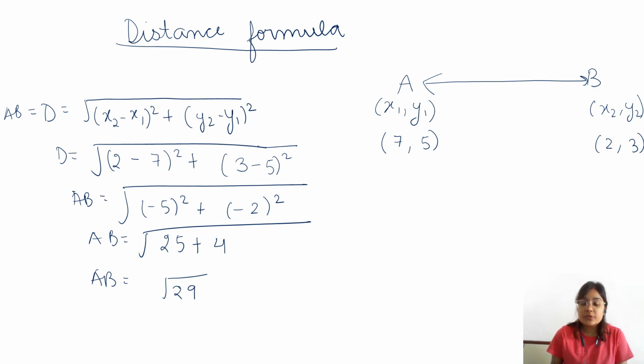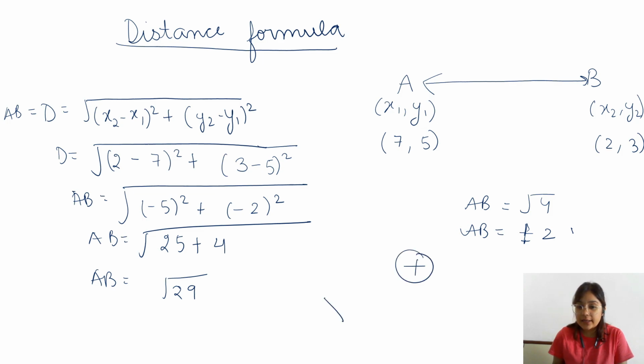Suppose you have some points and you are getting a value like this: distance of AB is under root 4, which means you are getting a distance like plus or minus 2. So what will you do? You will always take the positive distance, okay, because distance can't be negative. Distance is never negative. Distance will always be positive.